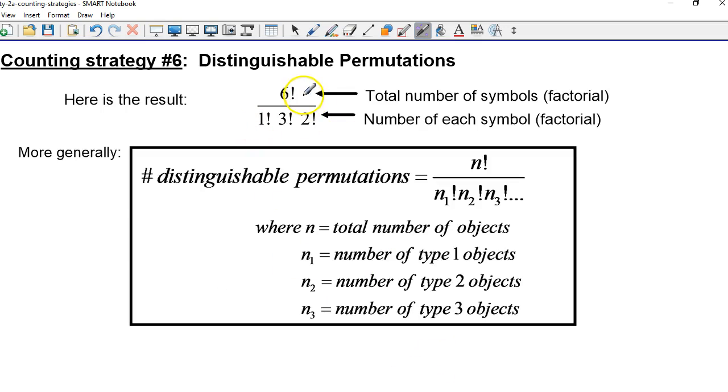So the result is 6 factorial, which is the total number of symbols factorial, and then the number of each symbol factorial. That result, which is based on the way we analyzed it before, is written up as this formula. The number of distinguishable permutations is n factorial over n1 factorial times n2 factorial times n3 factorial, and so on, where n is the total number of objects, n1 is the number of type 1 objects, n2 the number of type 2 objects, and so on. All right.